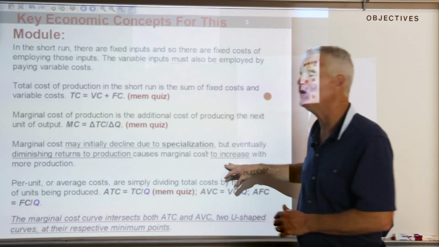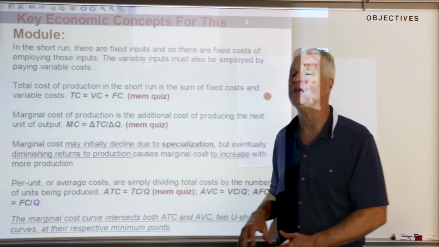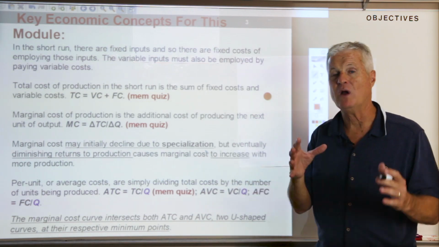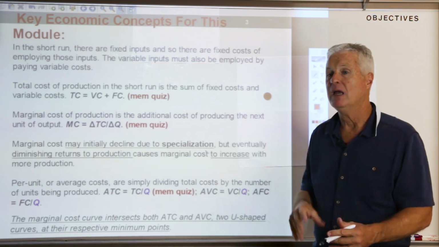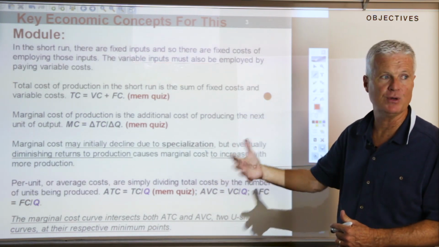So you have diminishing returns pretty quickly in most instances, but in all instances, eventually you have diminishing returns to production, because how many pizza ovens do we have? Just one. And so we end up with diminishing returns as we add more variable input, or people.